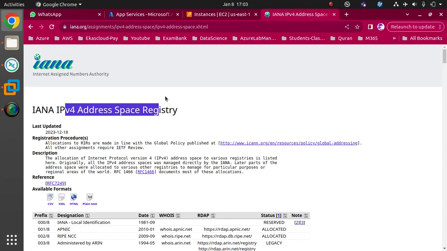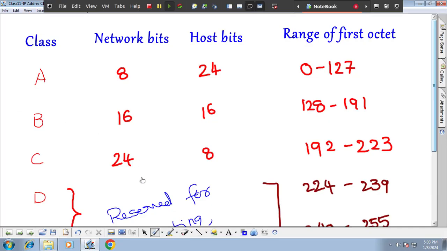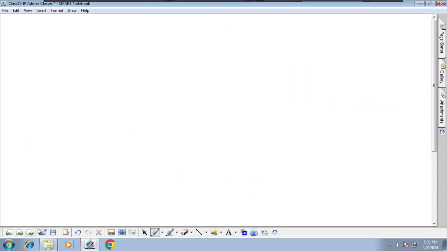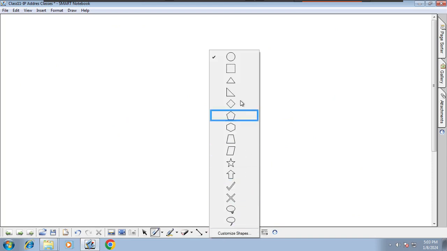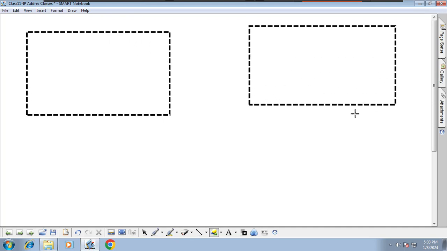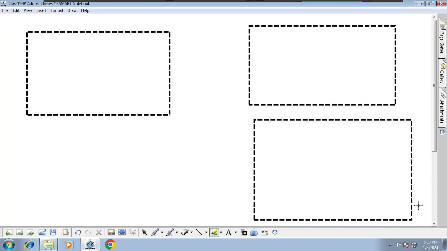Okay, this is the IP address classes and range. In the next class we will understand how to identify how many networks are in class A, how many IP addresses are in each network, and what is the subnet mask and what other values belong to an IP address. We will see in the next class.